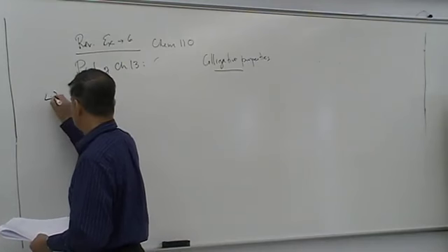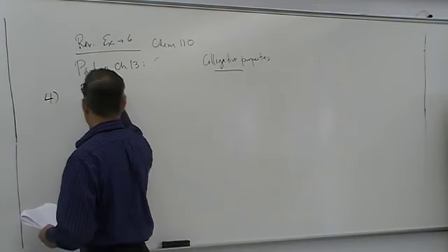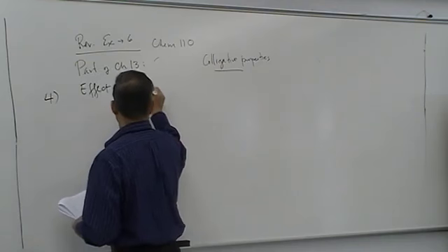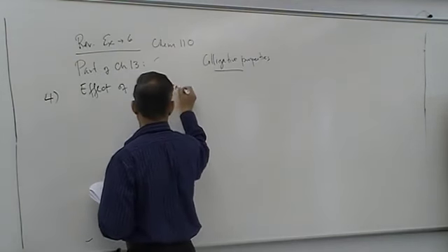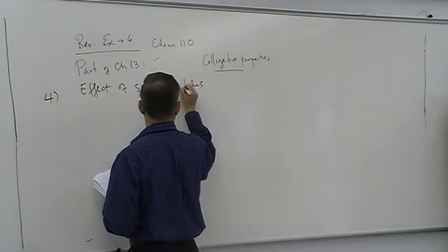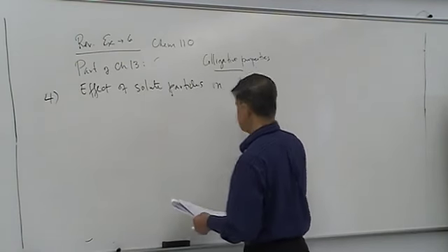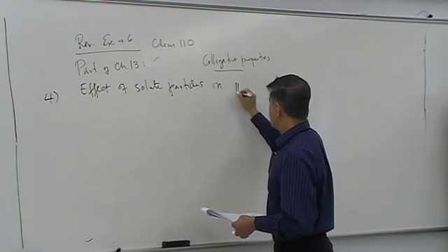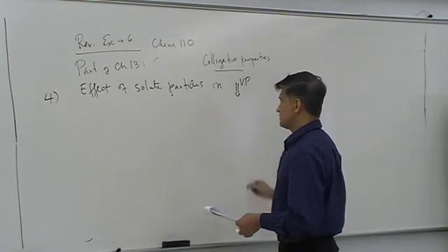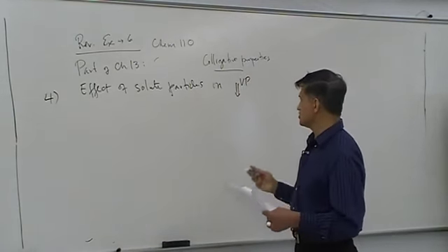This is the fourth type, effect of solute particles on one of the colligative properties: vapor pressure, depression of vapor pressure. Vapor pressure goes down when you add more solute.